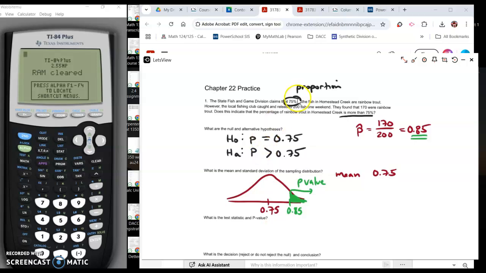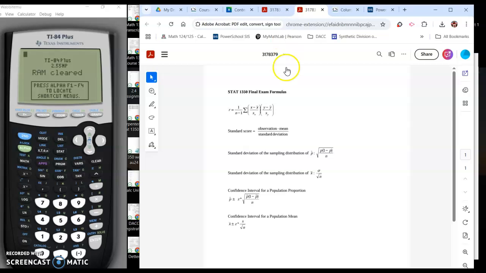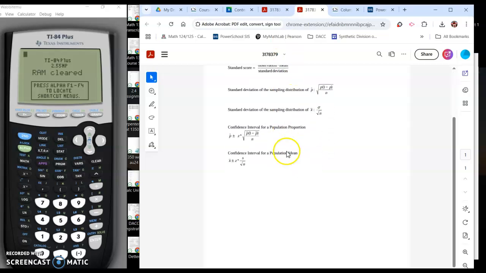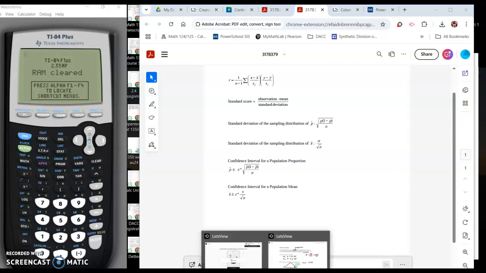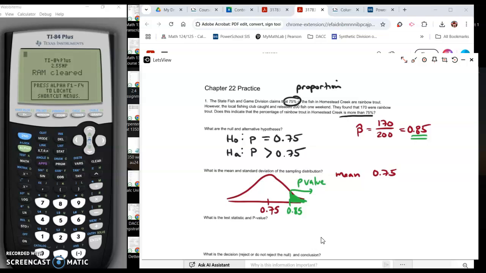Now, if you're doing this by hand, you definitely will have to use this chart, which is the final exam formulas. And you can see it says standard deviation of sampling distribution for p hat, for a proportion. So we will use this formula. So to get the standard deviation of the sampling distribution, you would have to use that. So if we jump back over here, the standard deviation of the sampling distribution is going to be the square root of p, which is 0.75, times 1 minus p, which is 1 minus 0.75, over the sample size, which is 200.